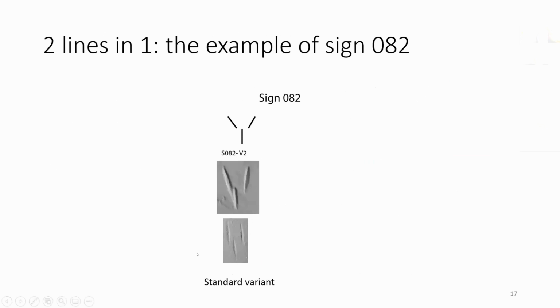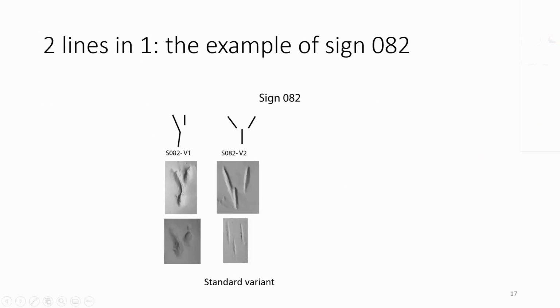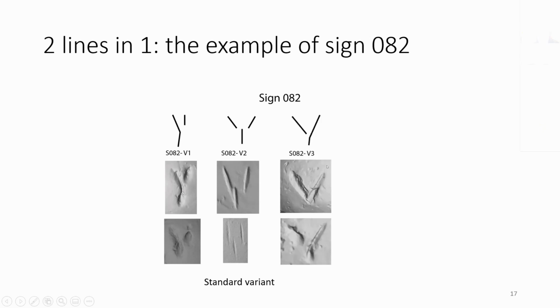So the standard variant here looks like this, where we have 3 separate lines arranged in a triangle. And we have one variant where the left upper line and the lower vertical line are made with 1 movement. And then we have the other variant where it is on the other side.